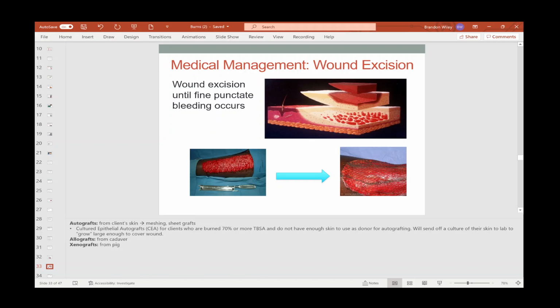So they can take your own skin and grow it in the lab. So if they don't, you're going to get a cadaver, you're going to get a xenograft until your skin gets finished growing and it's enough to put on you. That's what they're going to try to do. Okay? So then you don't reject it.